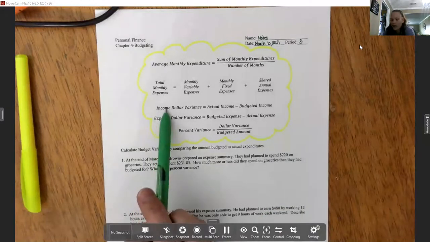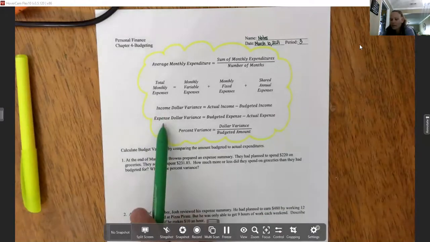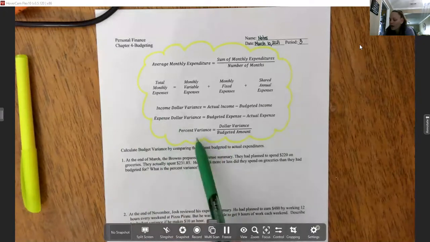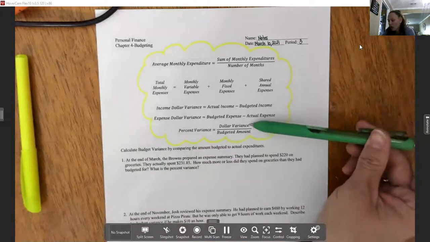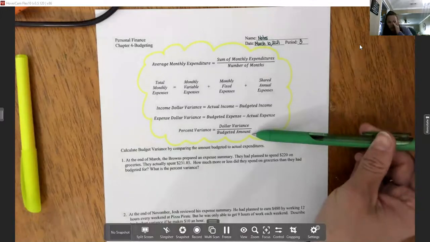Remember, income is money that you're bringing in, and expenses are money that you're spending. And then to do the percent variance, it's always the dollar variance divided by the budgeted amount.